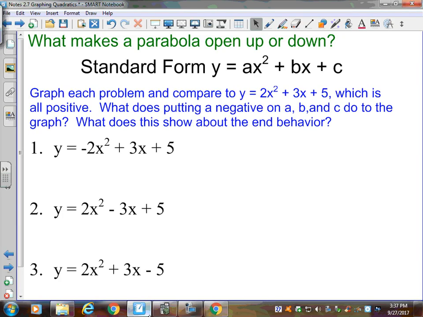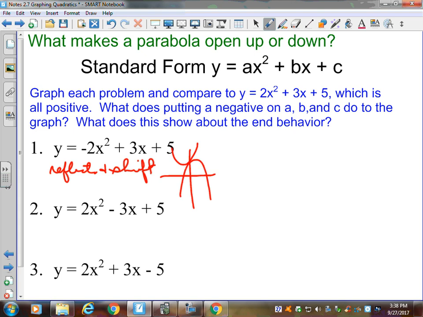So if you look at your problem, you could say, what does putting a negative in front of a, b, and c do? Well, it looks like it reflects and shifts. It does look like that because it went from this to this. But at the same time, it's really just mostly about a reflection that negative 2 did. The end behavior went from being rising to falling. So there's your clue right there. That's the main difference.